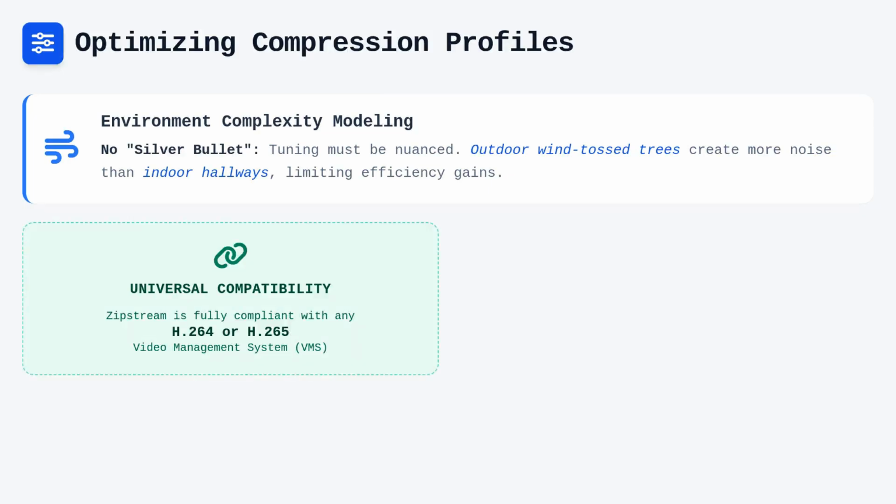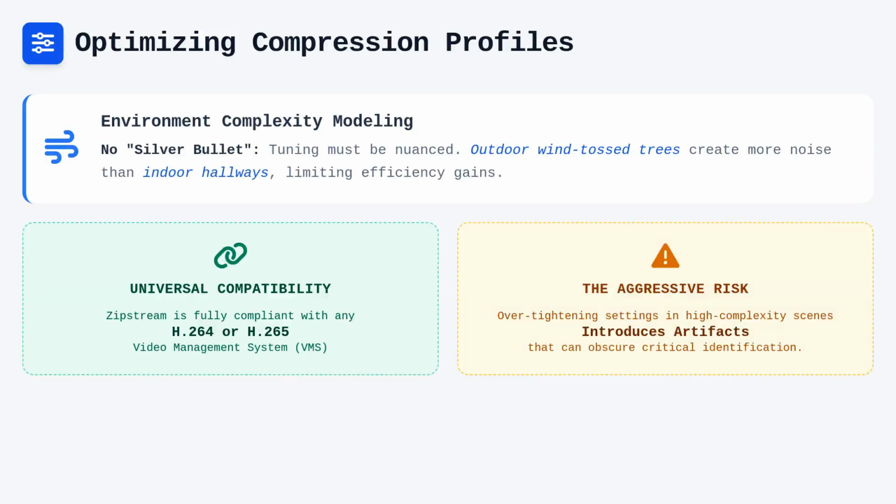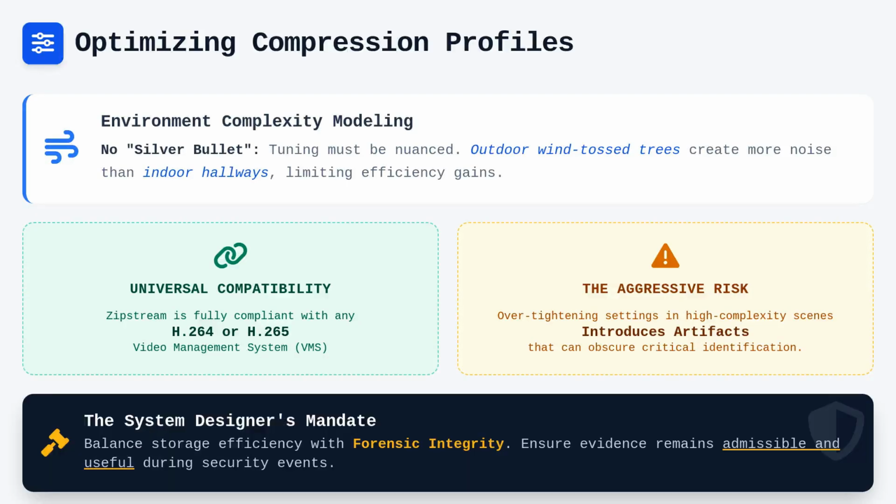Since Zipstream is fully compatible with any H.264 or H.265 compliant video management system, you do not need to worry about proprietary playback issues. However, if you tighten the compression settings too aggressively in a high-complexity scene, you may inadvertently introduce artifacts that obscure identification. Balancing these proprietary algorithms is not just about saving space, it is about guaranteeing that the forensic evidence remains admissible and useful when a security event eventually unfolds.